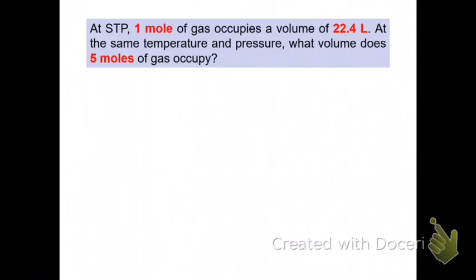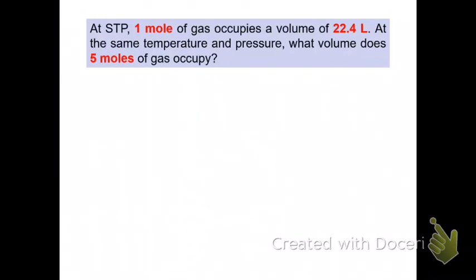1 mole of gas occupies a volume of 22.4 liters. At the same temperature and pressure, what volume does 5 moles of gas occupy? You're keeping the temperature and pressure constant because it tells you that it's at the same temperature and pressure, so you're only looking at the number of moles of gas and the volume. The number of moles increases from 1 mole to 5 moles. What would be the final volume? Because you increase the number of moles 5 times, you would expect the volume to increase 5 times as well.